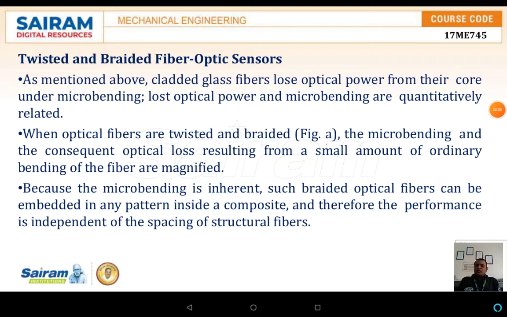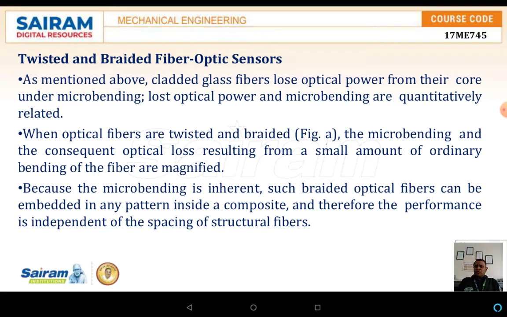Twisted as well as braided fiber optic sensors. This is another type of sensor. Here, in this case, the fibers are twisted, and the same thing is introduced into a material where it has to be tested for the phase difference.